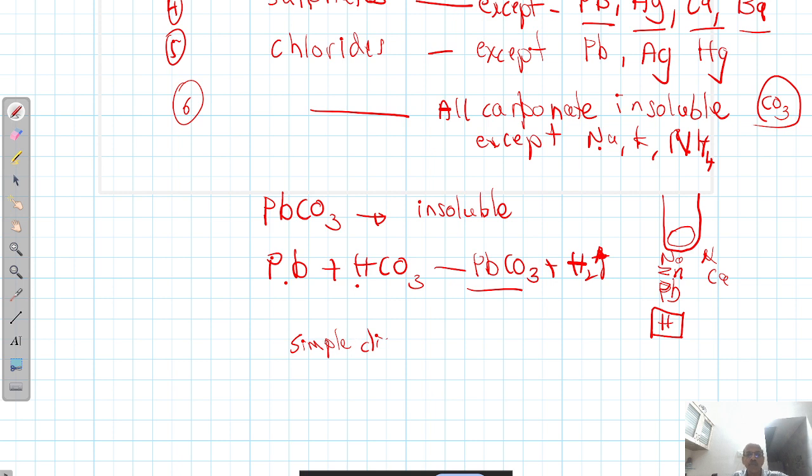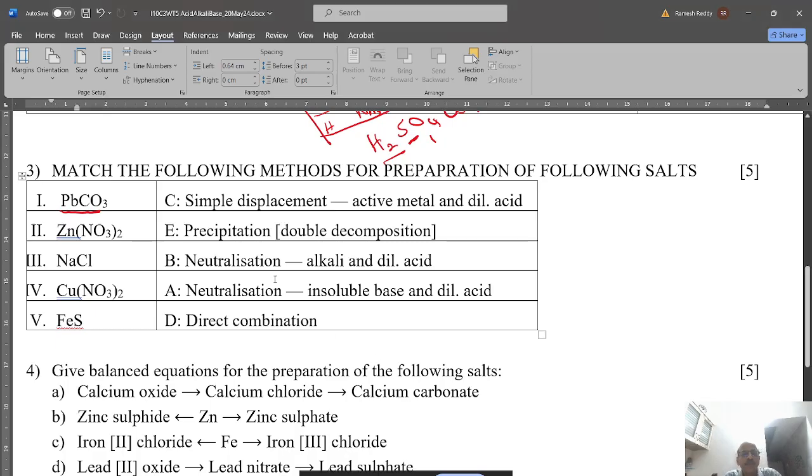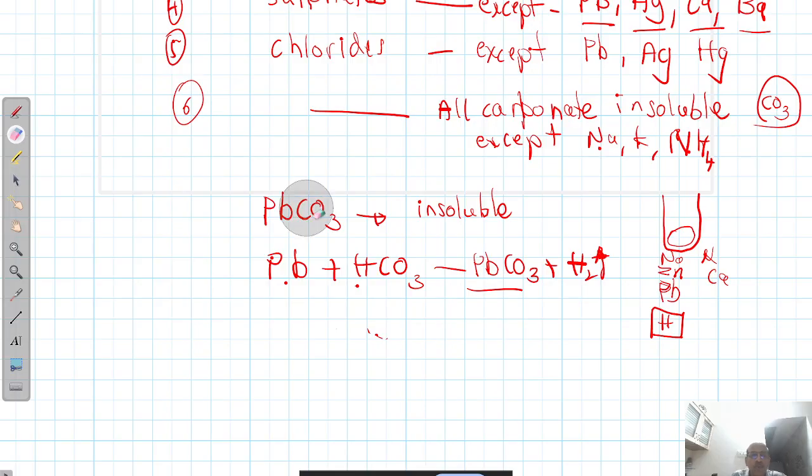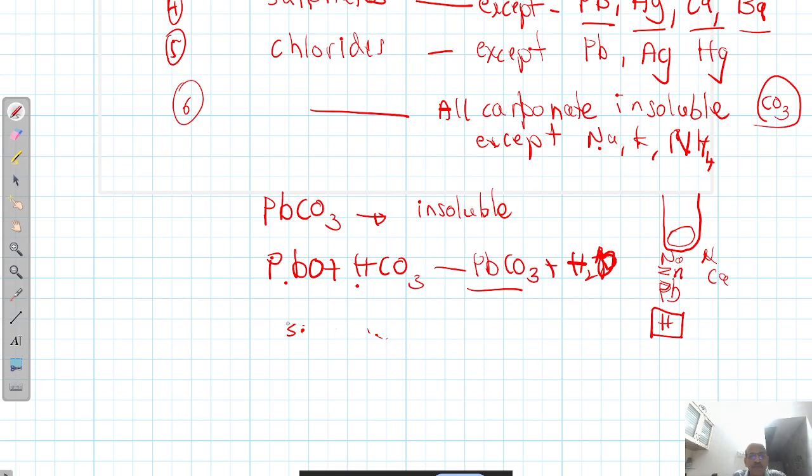Sorry, this will become a precipitation. This is known as a precipitation by displacement method. Precipitation double decomposition, sorry. Precipitation double decomposition method. I'll take PbO plus HCO3. So it is PbCO3 plus H2O. In the water it precipitates. So this is known as a precipitation double decomposition.